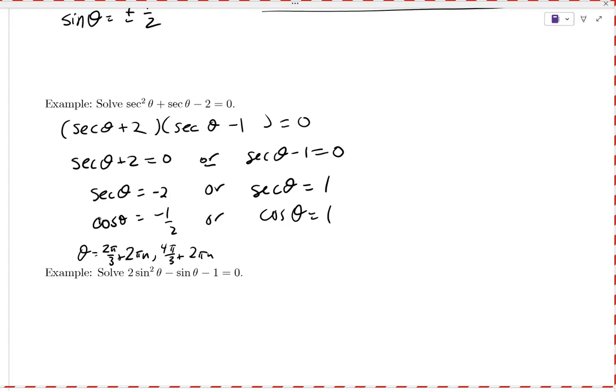What about the last equation? When is cosine equal to 1? This one might help to think about what the graph of cosine looks like. When is cosine equal to 1? 0, 2 pi, 4 pi, right? The multiples of 2 pi. So the last one would just be 2 pi n. You can think of it as 0 plus 2 pi n if you wanted to. But that's when cosine is equal to 1.